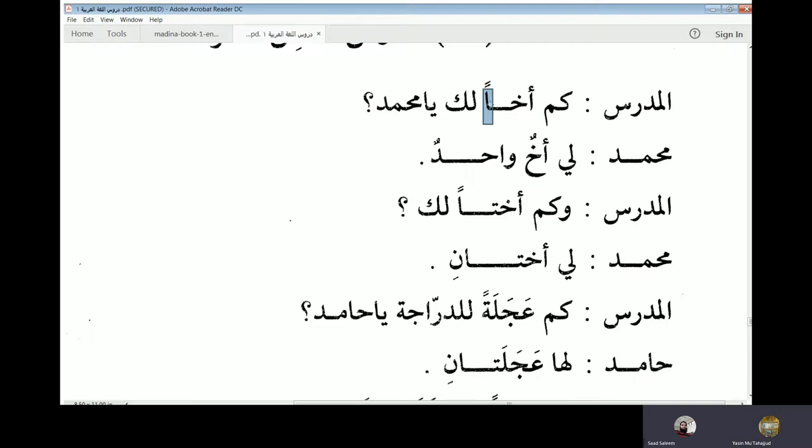So that's how many brothers you have, oh Muhammad. Good. Look, akhun, when it is simple, it has two dhamma. So when it is accusative, it will have two fatha. And that's why we are using extra alif here.